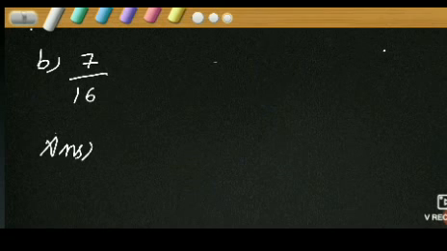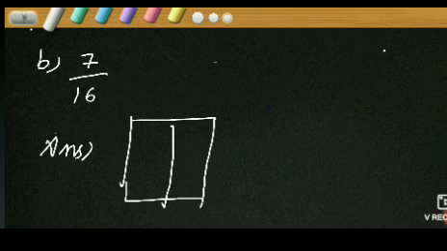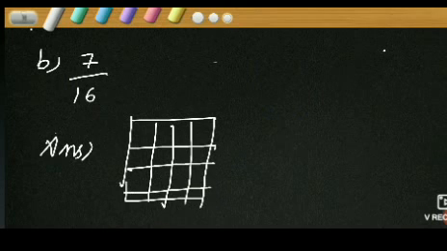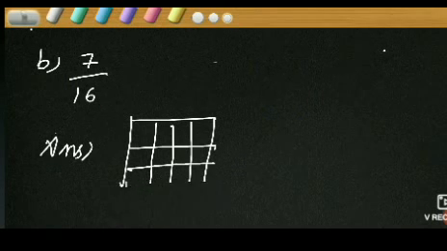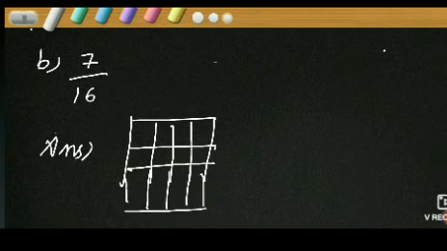B, the question is 7 by 16. So how to do the answer? Yes, here also draw the box. Draw the given box. It is a square that has been divided into 16 equal parts. Please draw properly with ruler and pencil. I know this is not at all a proper figure, but pardon me, I am drawing on the screen, so limitations are there, but you should draw properly.